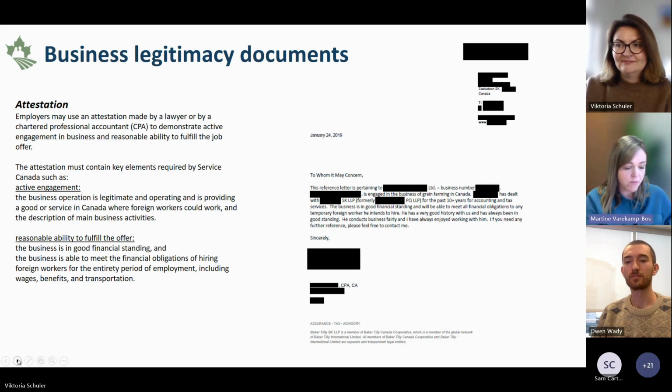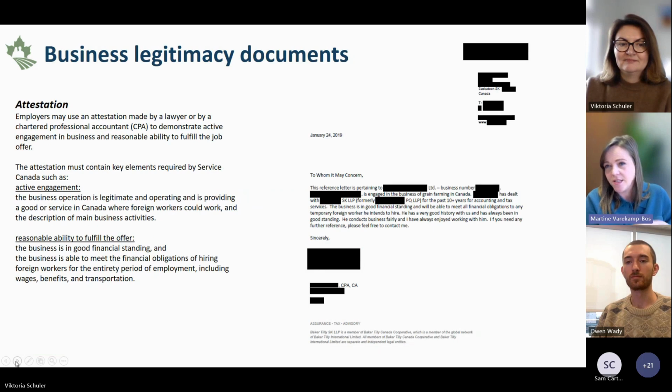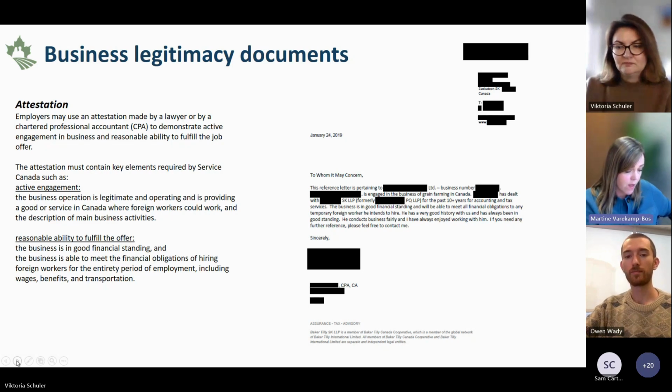So yeah, we use these attestations regularly, and I would say that sometimes even when your application is in process and an officer who's assessing your application isn't convinced that you can reasonably meet the job offer, they may still ask for an attestation, and then you can go back to your accountant and get it as well. I feel like accountants are the most common people that write these letters, and that's my experience anyway.